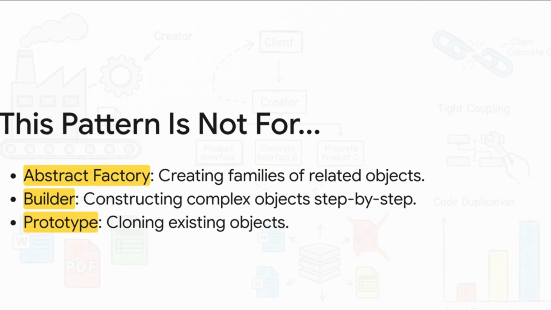It is not for creating whole families of related objects. That's what abstract factory is for. It's not for building one complicated object piece by piece. That's the builder pattern's territory. And it's not for copying an object that already exists. You'd use prototype for that. Factory method is all about one thing: letting a subclass decide which single object class to create.